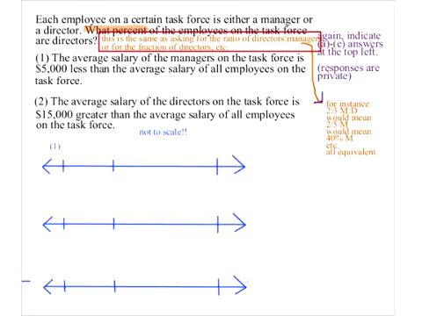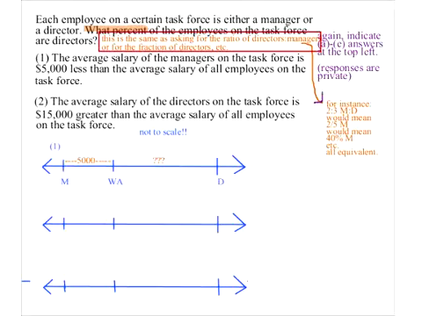Statement 1, you've got a weighted average, managers, directors, weighted average. It's 5,000 less. So we know that this distance here is 5,000, but we have no idea what this distance is. Notice I switched directors and weighted average. Weighted average is, pardon me, people. This is the weighted average over here, and this is the directors over here.